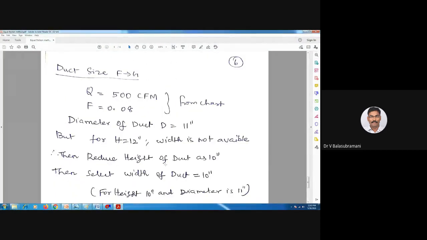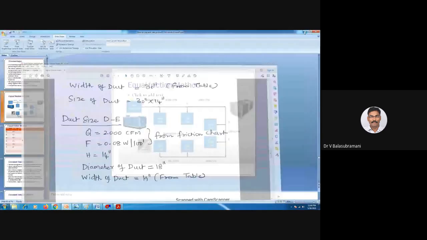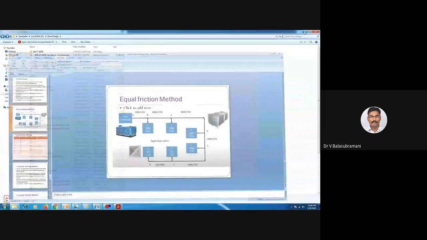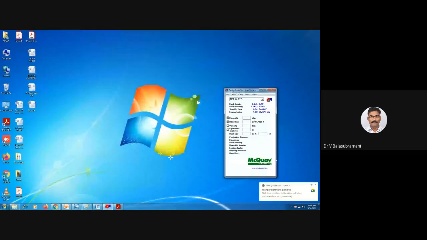So this is the method which is adopted, the equal friction method using a chart and table. And now there is one important thing available, that is called the duct sizer.